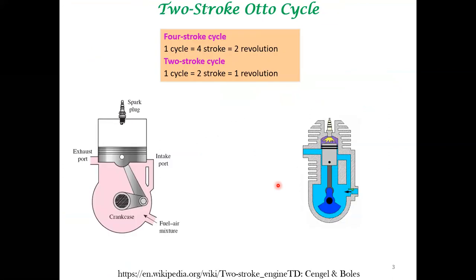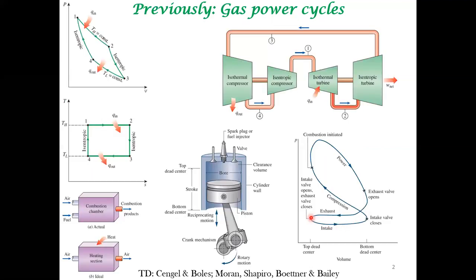There are two different kinds of Otto cycle. Otto cycle corresponds to spark ignited reciprocating engine. There's a four stroke cycle and a two stroke cycle. In a four stroke cycle, for one cycle, you keep track of the mechanical position of a piston, and the system is brought back to its original position. That is, you start from here, and then there are four strokes, and then you come back to this point. The piston is also at that point.